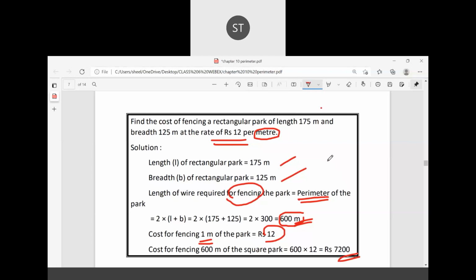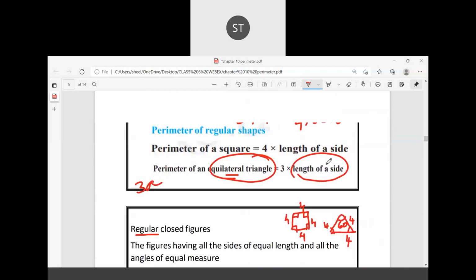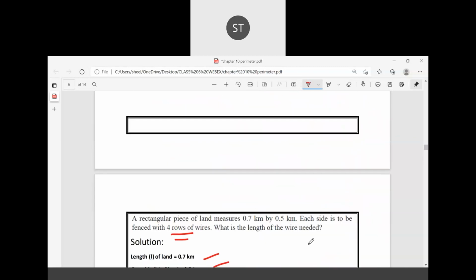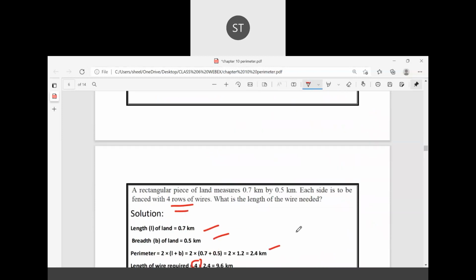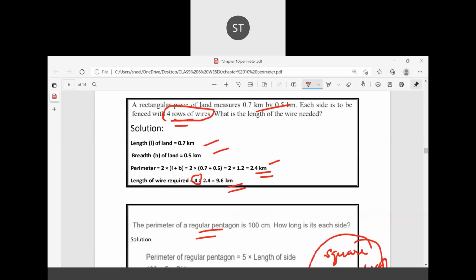Okay. Now, once again, what are the questions we have discussed here? I'll repeat one more time. First, we have studied that a rectangular piece of land measures 0.7 kilometer by 0.5 kilometer. Each side is to be fenced with 4 rows of wire. So, what we should do here? First, we have to calculate the perimeter. That perimeter should be multiplied with the 4. Since length and breadth are different, it's a rectangle only. So what is the rectangle perimeter formula? 2 into L plus B, substituting, and we got 2.4 kilometers. So 2.4 kilometer to be multiplied with the 4, that is equal to 9.6 kilometer only, right?